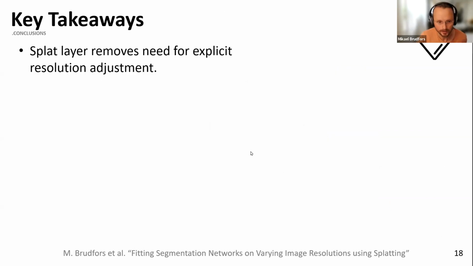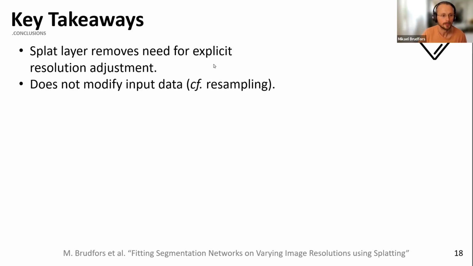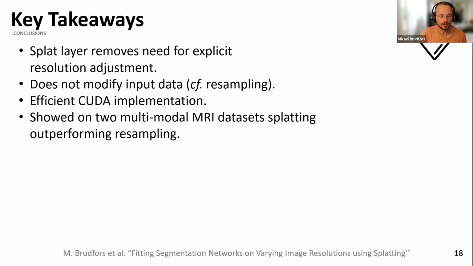So, key takeaways from this talk. We have proposed a splat layer that removes the need for explicit resolution adjustment as a pre-processing step. It does not modify the input data. There's no interpolation done. There's only this pushing operation and a count image. We make a CUDA implementation publicly available, and we showed on 2 multimodal MRI datasets that this splatting operation does outperform resampling in our particular validation setting.